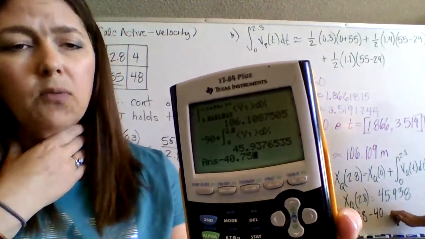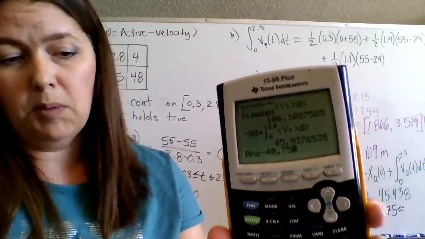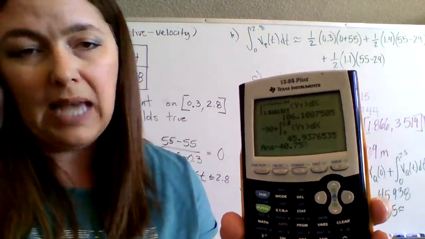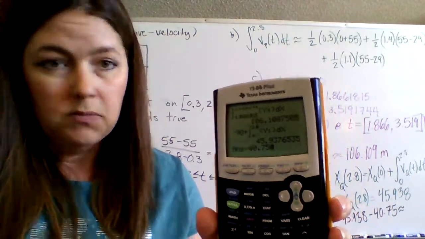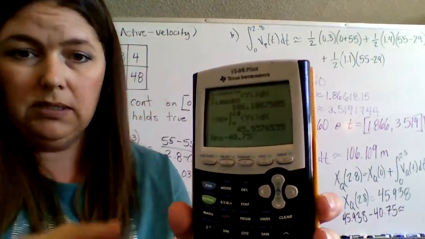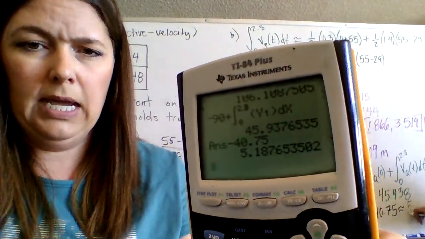And part of why that estimate is right is because, if you remember, way back in the stem of the problem, it says that particle P was at the origin at time 0. So if it's at the origin, its position is 0 at time 0, and that's why we just get the trapezoid stuff. And then you should get 5.188.